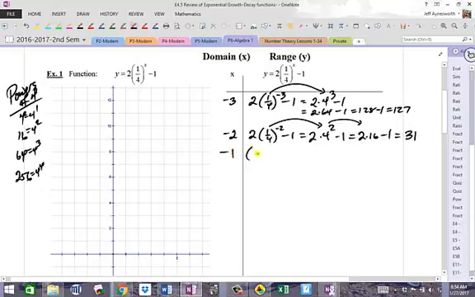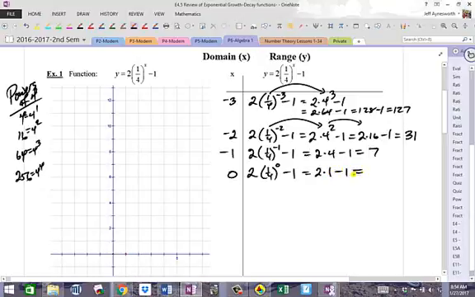At -1, we have 2 times 1/4 to the -1 power minus 1. Always reciprocate first. So it's 2 times 4 minus 1. 8 minus 1 is 7, so we get 7 there. We can plot that. We're going to start plotting here. At 0, 2 times 1/4 to the 0 power minus 1. 1/4 to the 0 power is 1, so we have 2 times 1 minus 1. 2 minus 1 is 1. Plot that. That's the y-intercept right there.